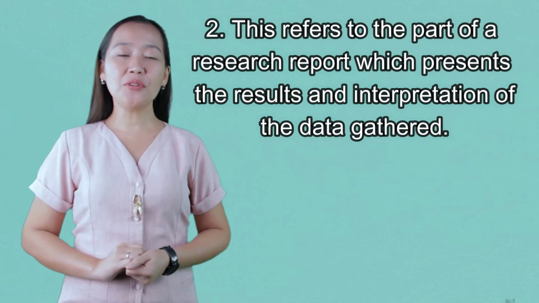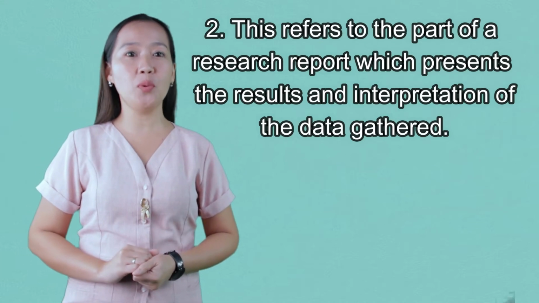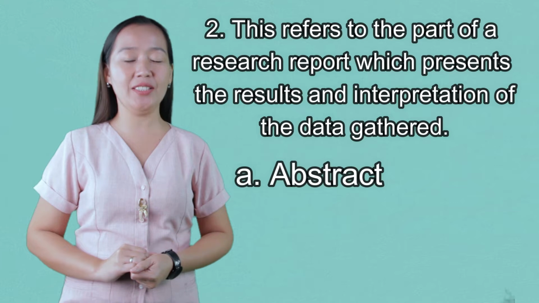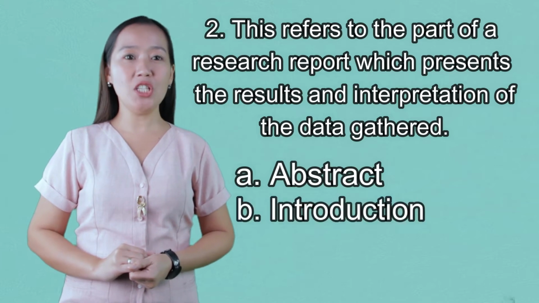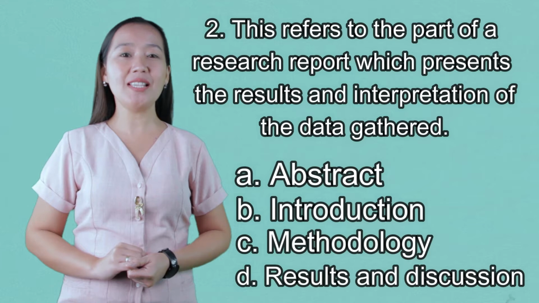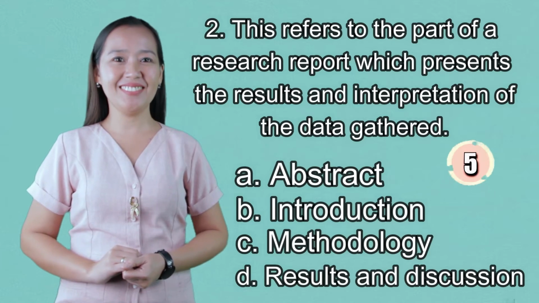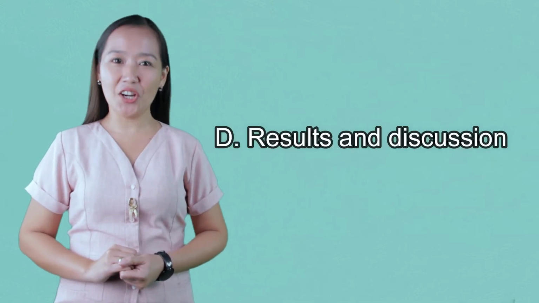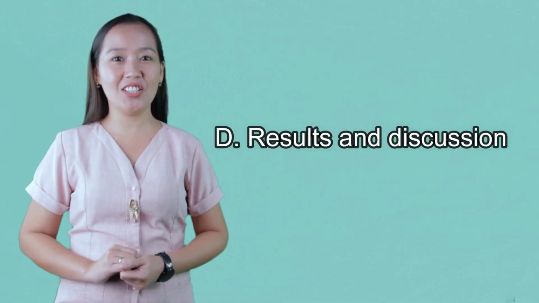Introduction. Number 2. This refers to the part of a research report which presents the results and interpretation of the data gathered. A. Abstract, B. Introduction, C. Methodology, or D. Results and discussion. The answer is letter D. Results and discussion.